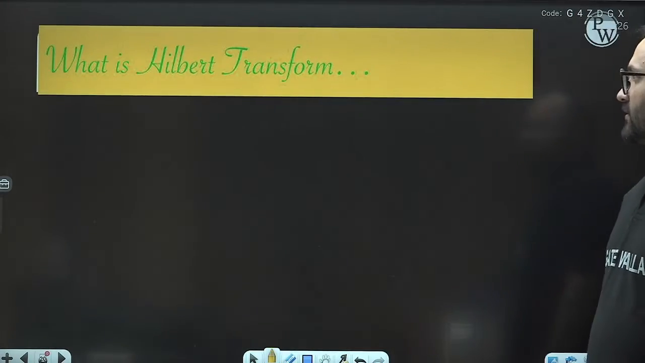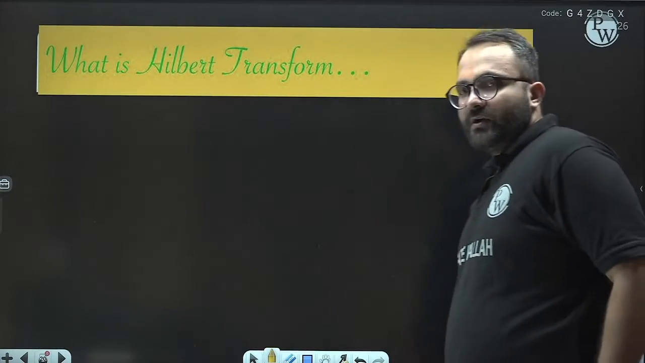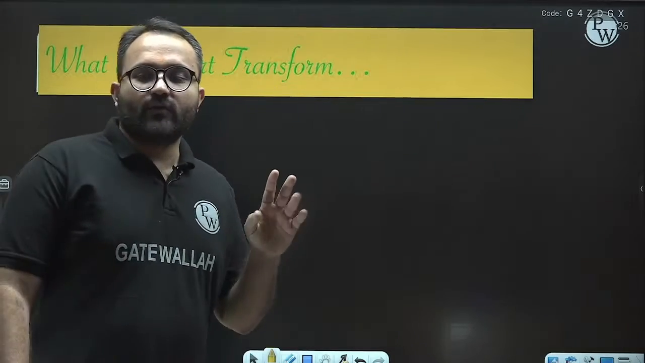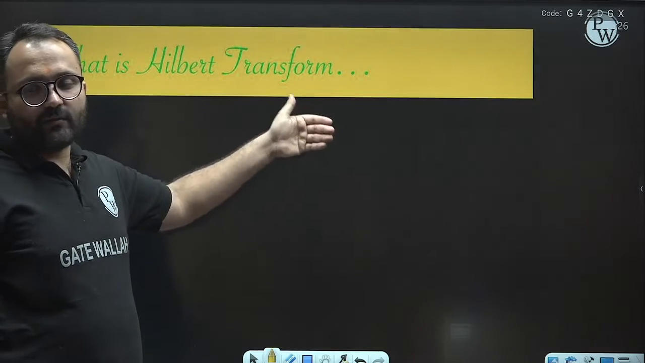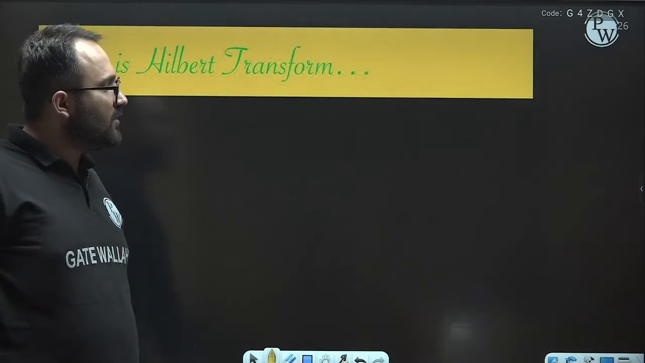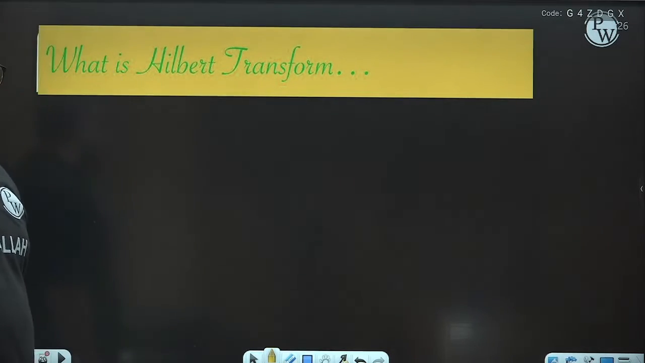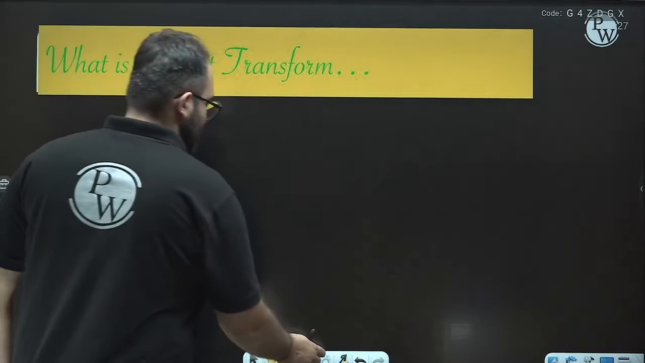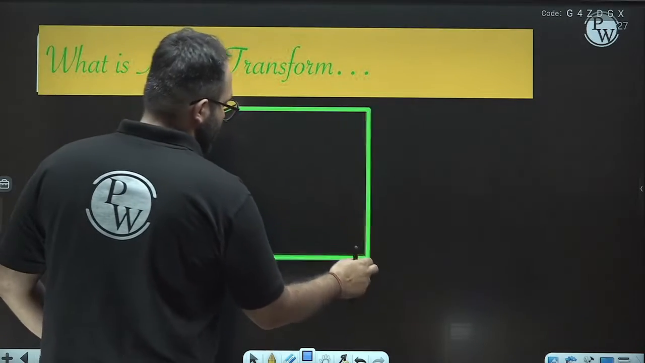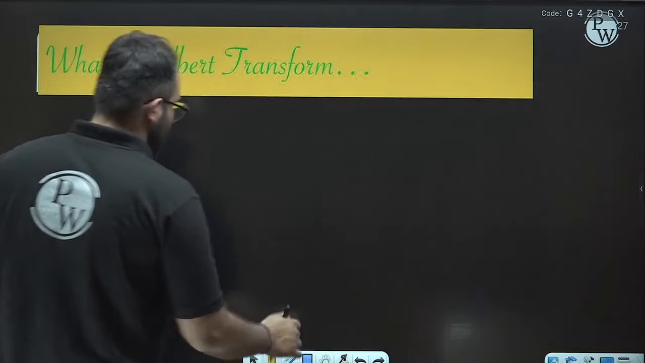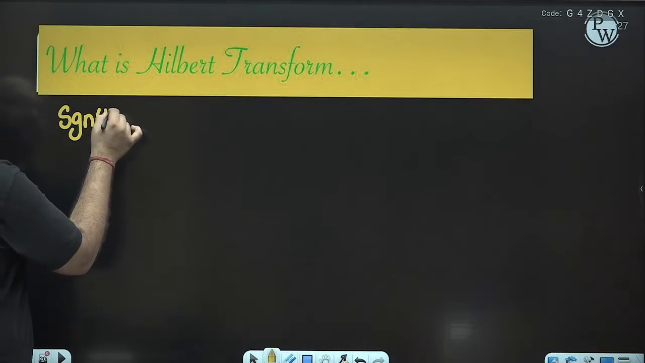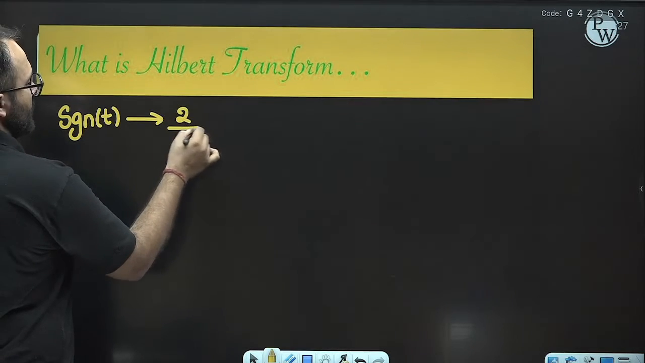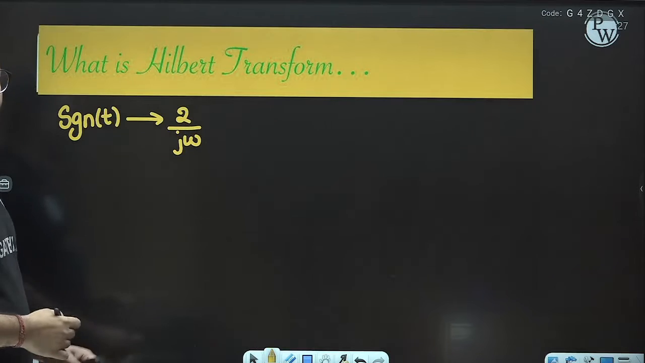Great. Now what is Hilbert transform? For Hilbert transform, you need to remember only two things: its impulse response and its frequency response. Only two things, the impulse response and the frequency response. So first of all, if you remember signum t, its Fourier transform is 2 upon j omega. I told you to remember this in the last class.